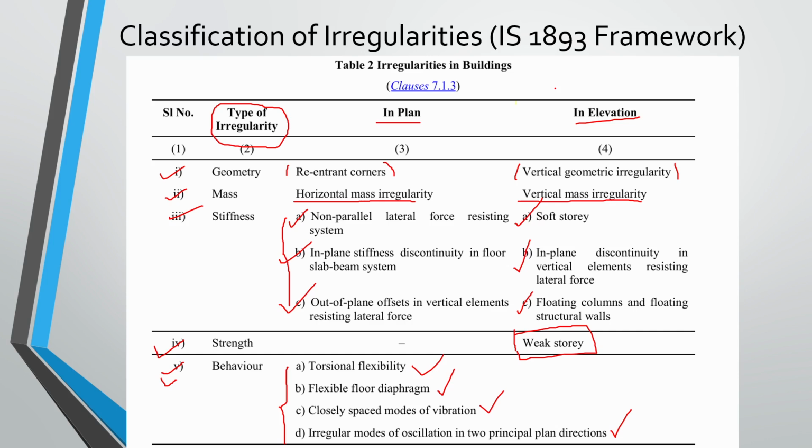In our next video we will cover the geometric and mass irregularities in plan and in elevation with examples. We'll see what is meant by re-entrant corners, what is meant by vertical geometric irregularity, and how mass irregularity occurs in plan and in elevation. We'll cover all in detail. In this video I just covered the overall picture.